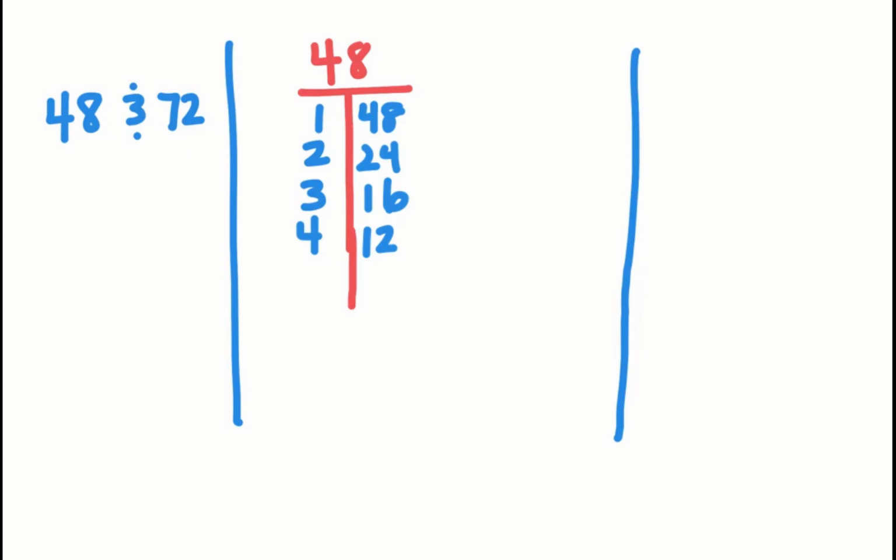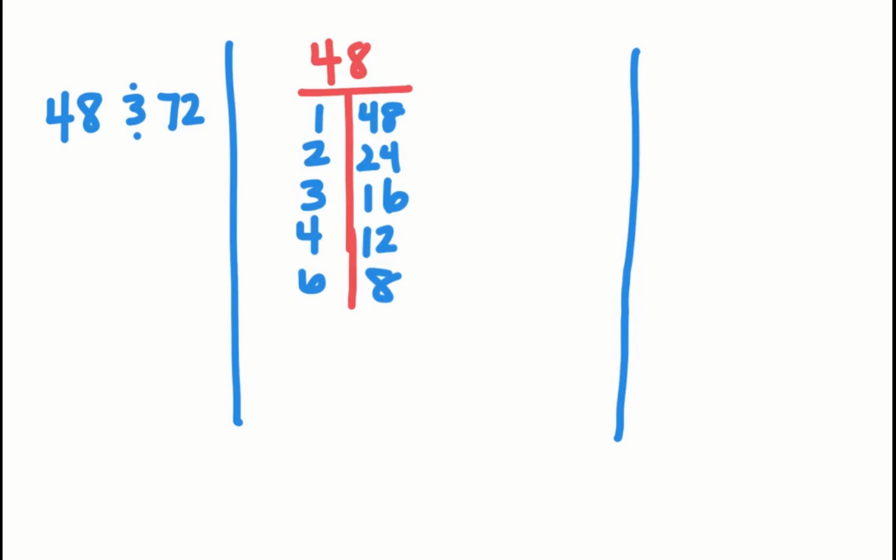Anything times 6? Yes, 6 times 8. And right away I can see that looking at my chart. I have a 2 and a 3 on here. A number is divisible by 6 if it's even, so it has to be divisible by 2 and divisible by 3. So since I saw both 2 and 3 on here, I know 6 is also a factor.